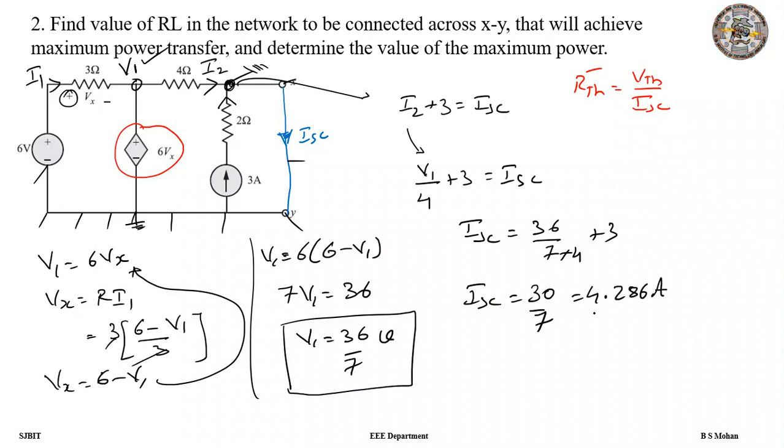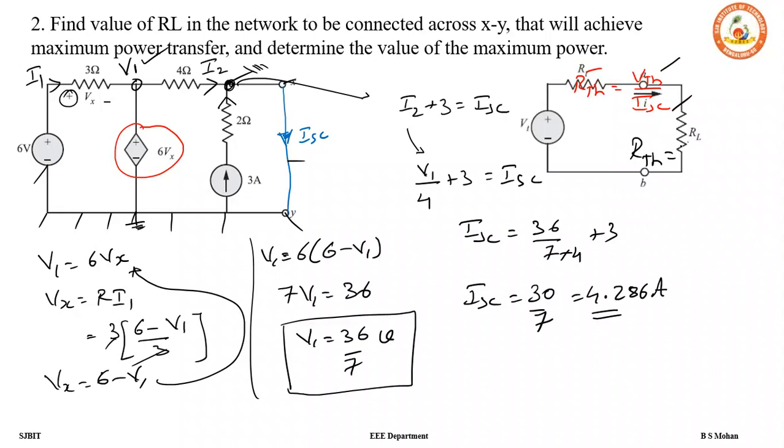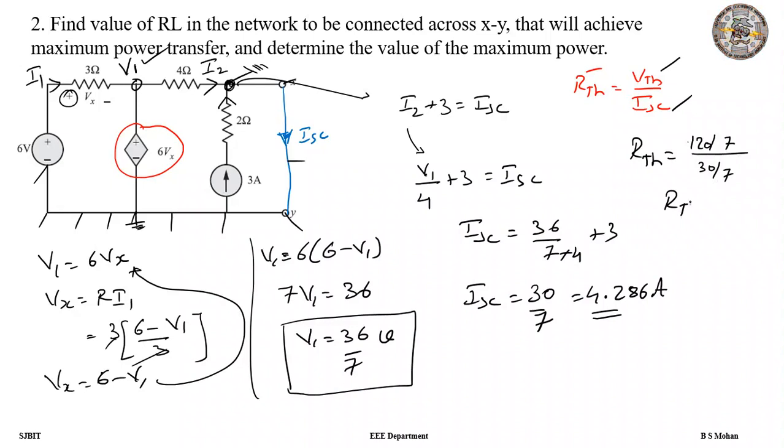which is equal to 4.286 amperes. So substitute the value of VTH and the value of ISC. The value of VTH was 120 by 7, the value of ISC is 30 by 7, thus we get RTH as 4 ohms.